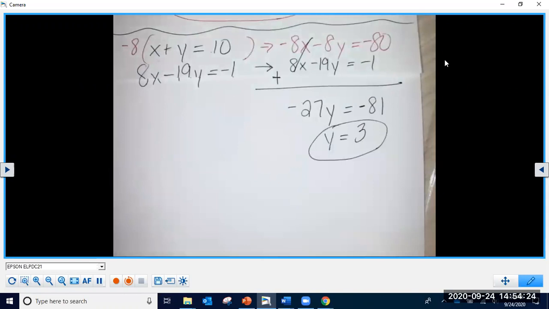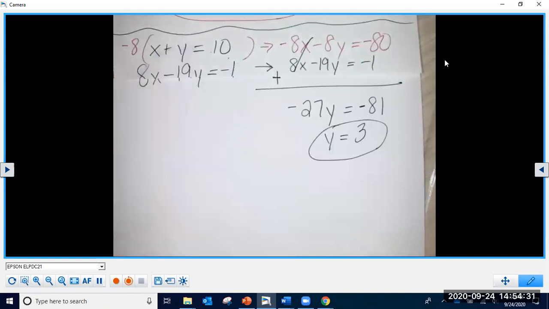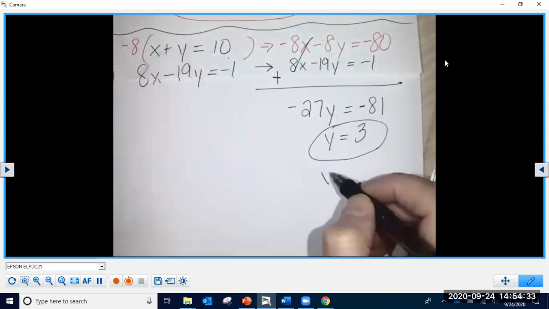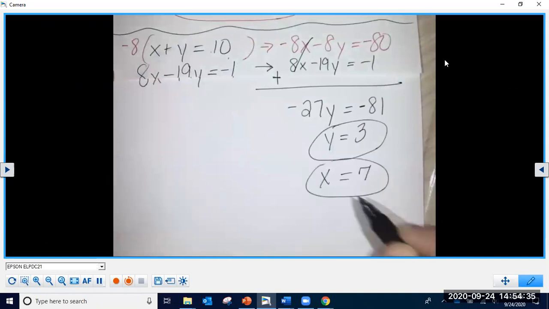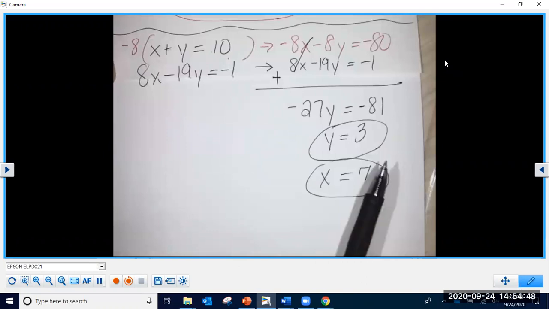And guess what? Finding x is very easy because they tell you x plus y is 10. So what's the other digit? 7. So is your number 37 or is your number 73? What number did we say was going to be in the tens place? Which one's first? X, good. So your number is actually 73.